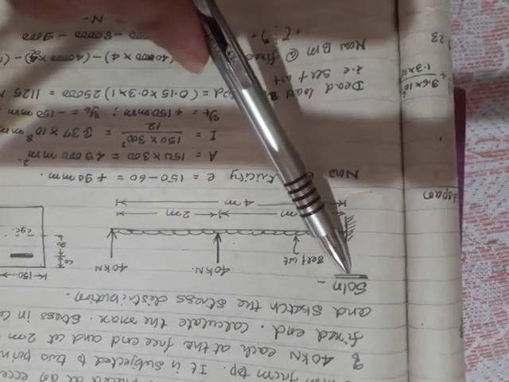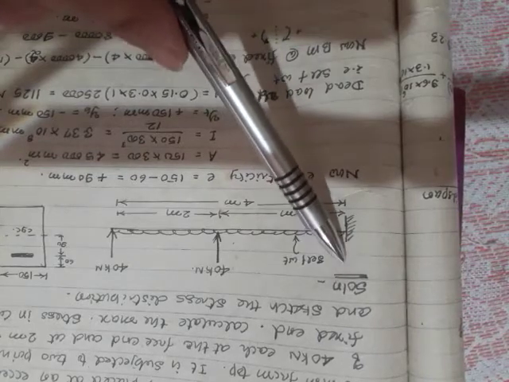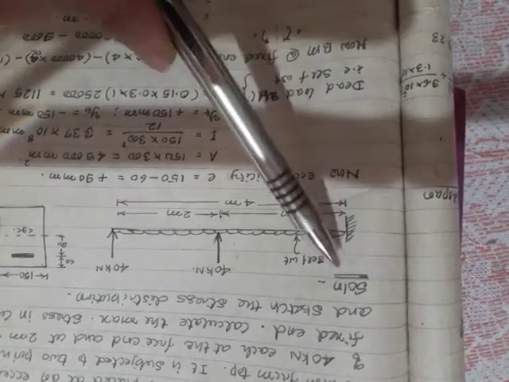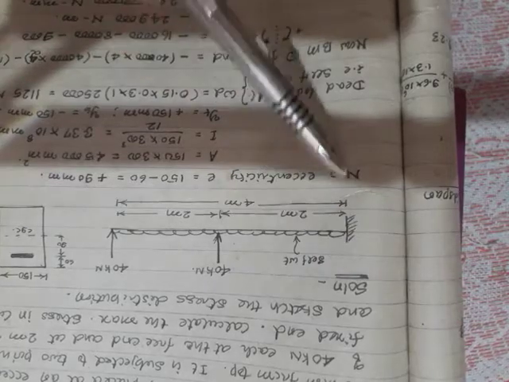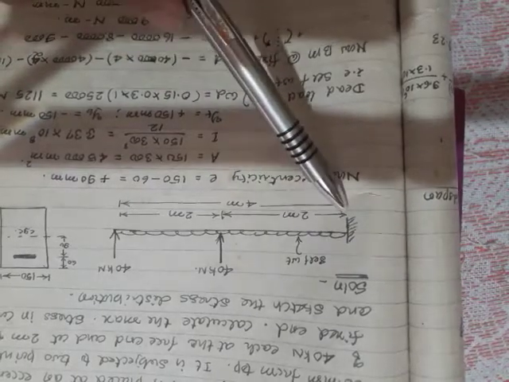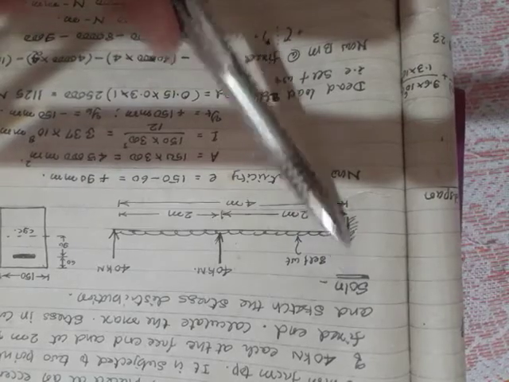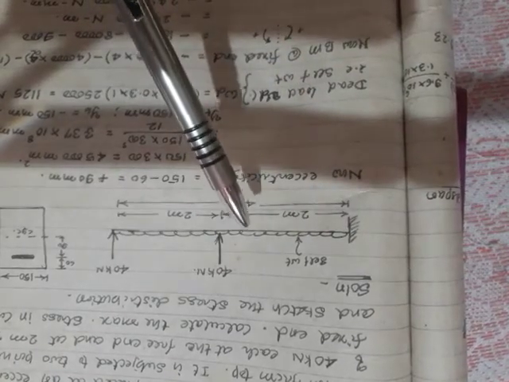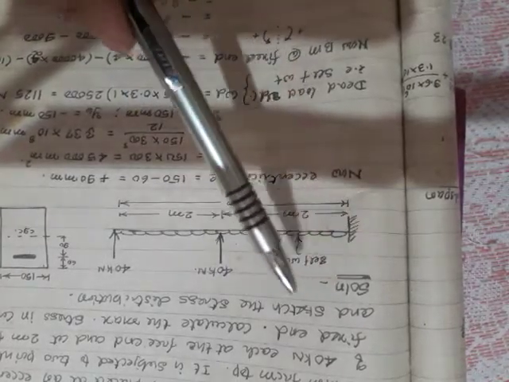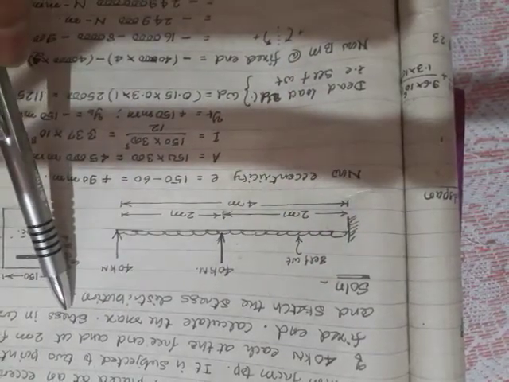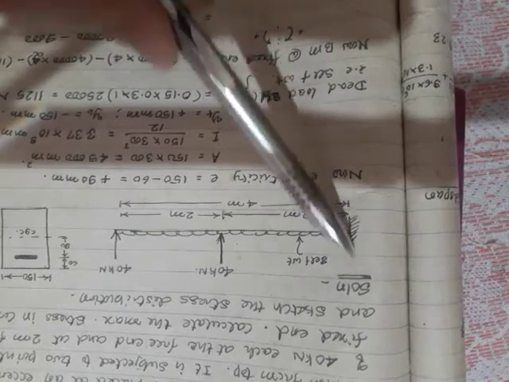Since the maximum bending moment will occur at the fixed end, the maximum stress will also occur at the fixed end only. So I have to calculate the stresses at the fixed end. He has not asked you to calculate the stresses at mid span. He has asked you to calculate the maximum stress, so the maximum stress will occur at the fixed end.